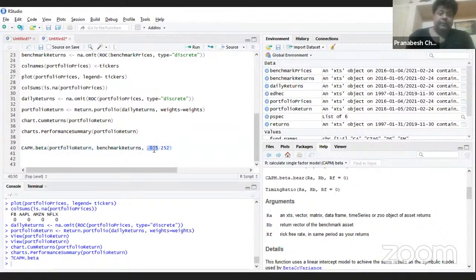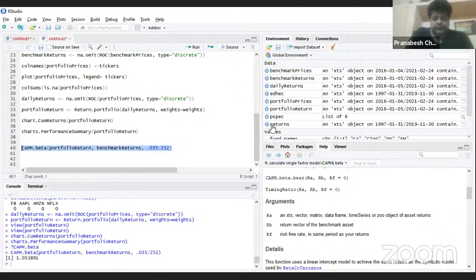This 3.5% is for the entire year as the risk-free rate. That's why we have divided it by 252 to get the per-day risk-free rate. It has to be on the same basis, because every calculation of ours is happening per day, right? Our portfolio return is based on daily returns and not on monthly or yearly returns. We can have that, but right now we have daily returns only. So let's run it.